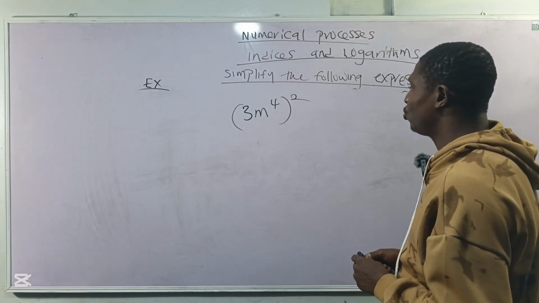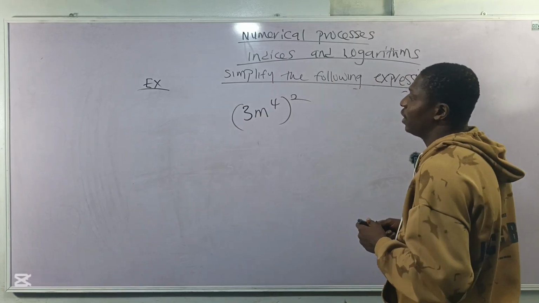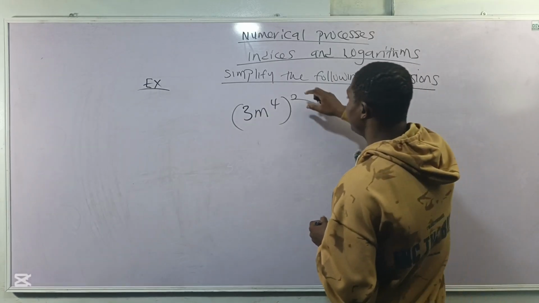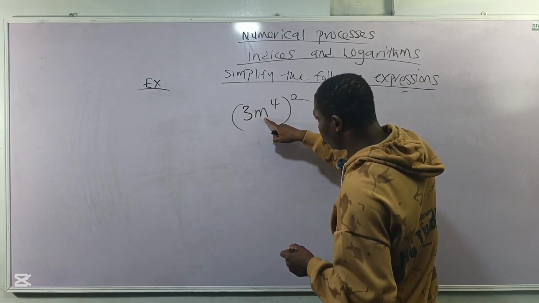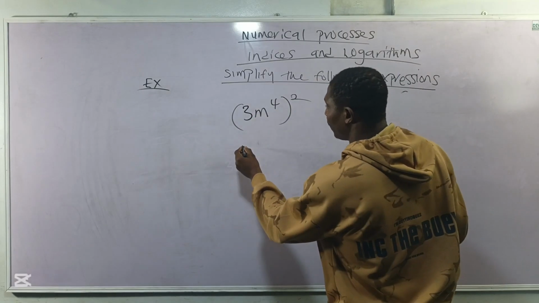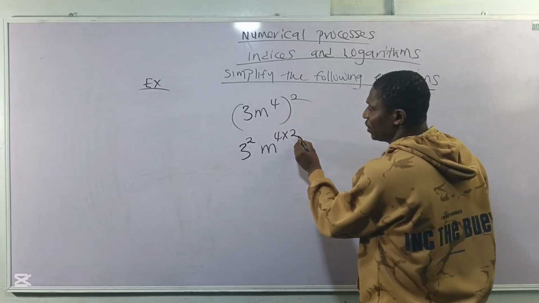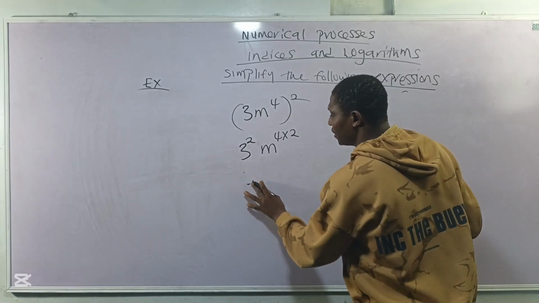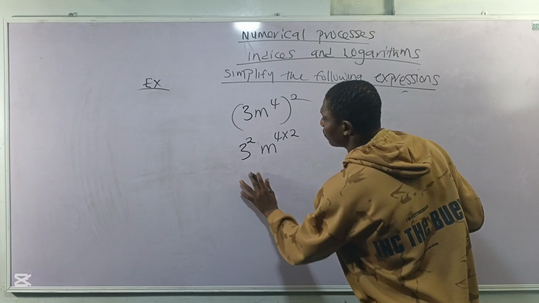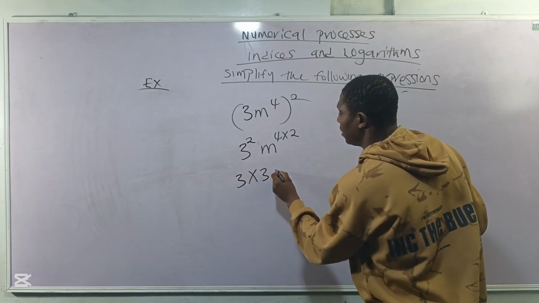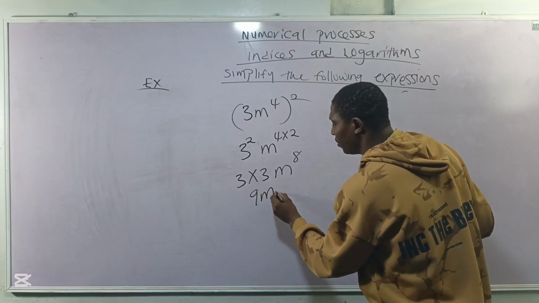We have 3m raised to the power 4, close bracket, square. But I have to simplify. How do we simplify this? Remember, this square affects this 3, and it also affects what? m. This can be solved as 3 raised to the power 2, m raised to the power 4 times 2, giving me 3 raised to the power 2, which is 9. 3 times 3, 9. Or let me write it out. 3 times 3, I'll have my m raised to 4 times 2, which is what? 8. Giving me 9m raised to the power what? 8.